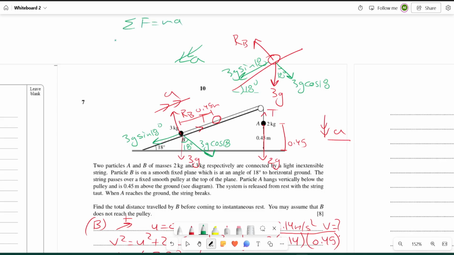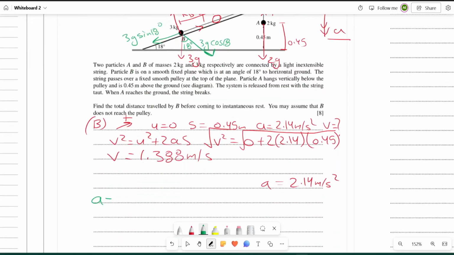So sigma F, taking down as positive, we're resolving in this direction. So 3G sine 18, that's the only force there. So I'm just going to equate it to M times A. So M is 3 times A. So acceleration is going to be G sine 18. So acceleration is equal to G sine 18 meters per second squared, and is acting in this direction.